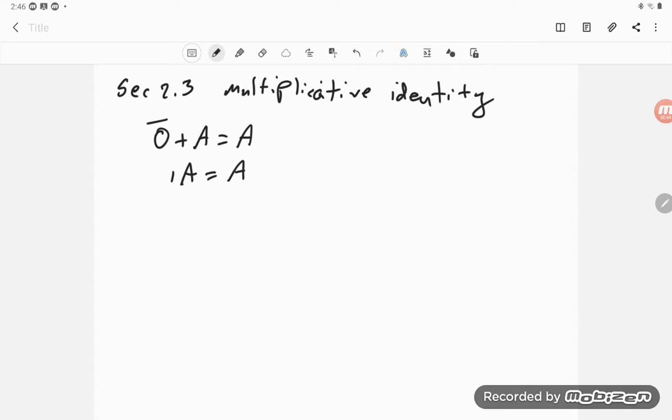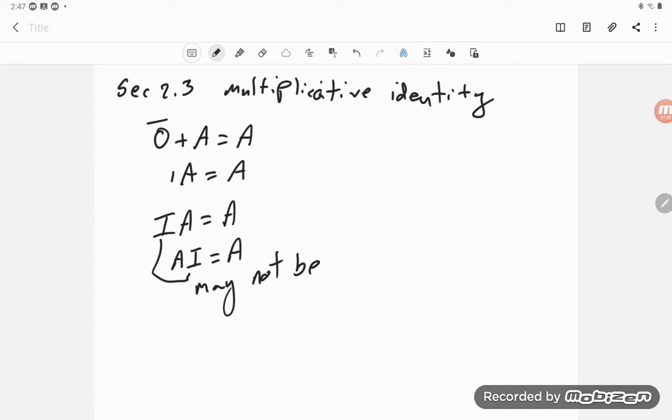But what about a matrix, right? And I've alluded to this a little bit, but there is this matrix, we call it I, and if I take I times A, I get A. What's also very important is if I take A times I, I get A. Now the funky thing here is that these may not be the same matrix. Okay, they may be, but they may not be.